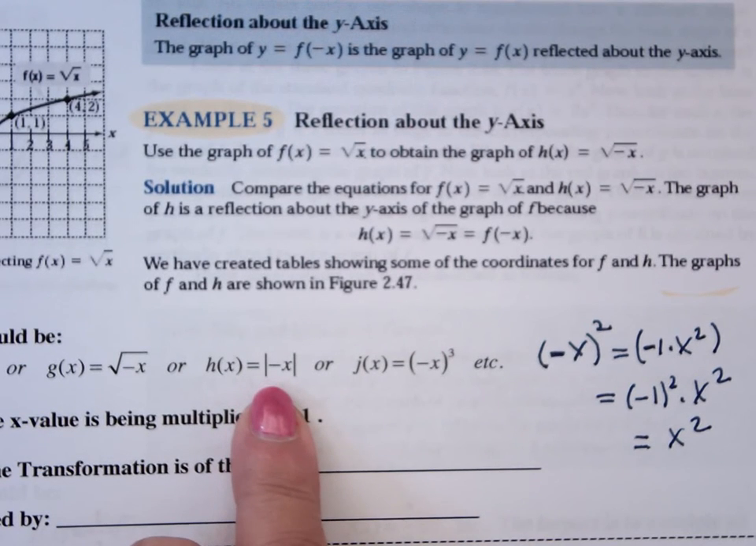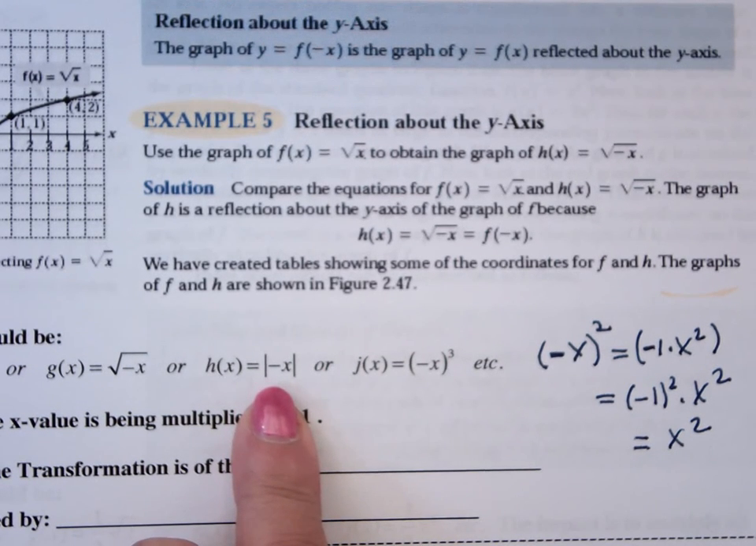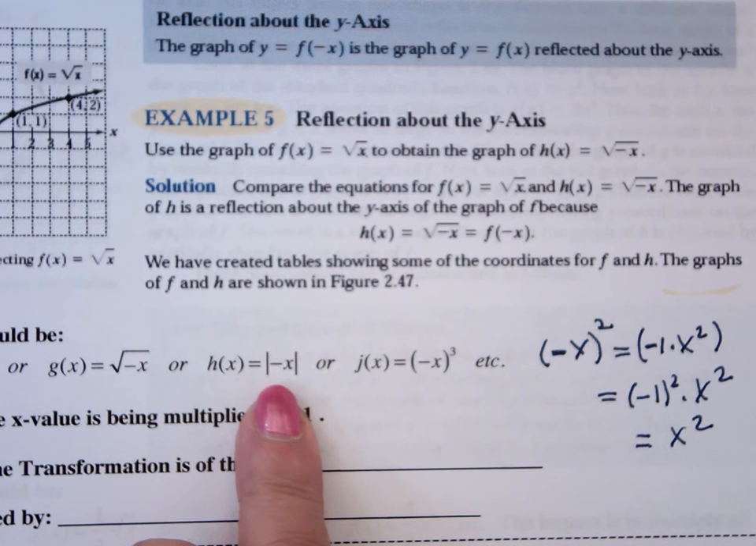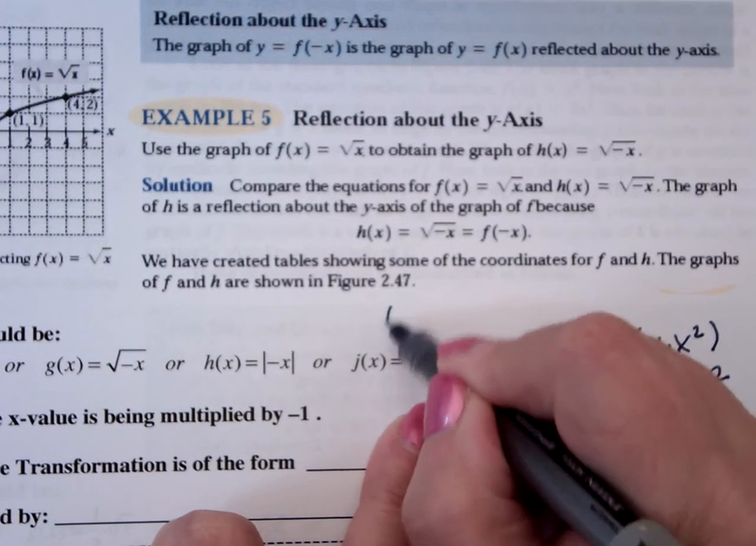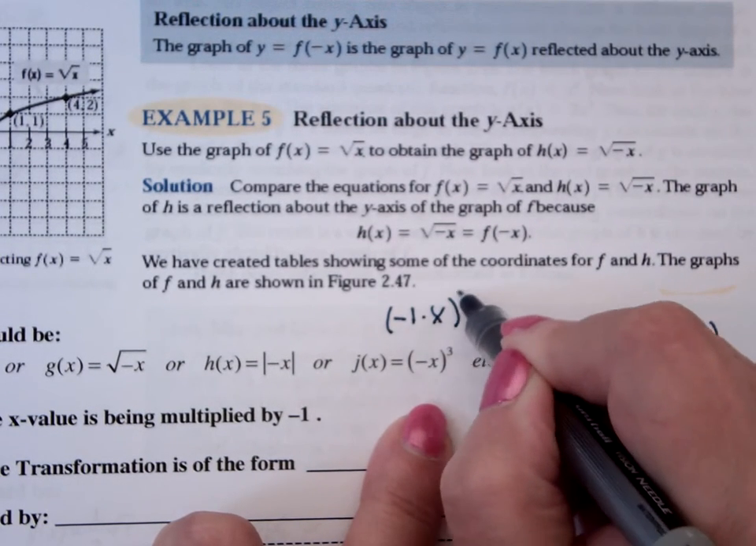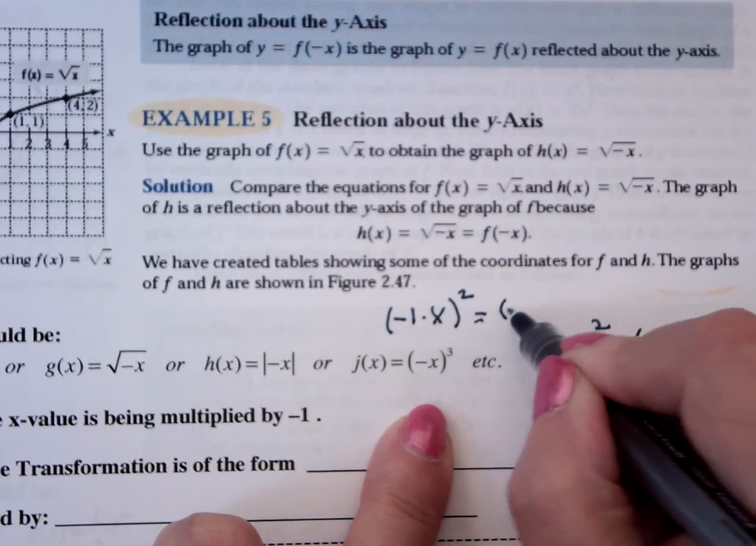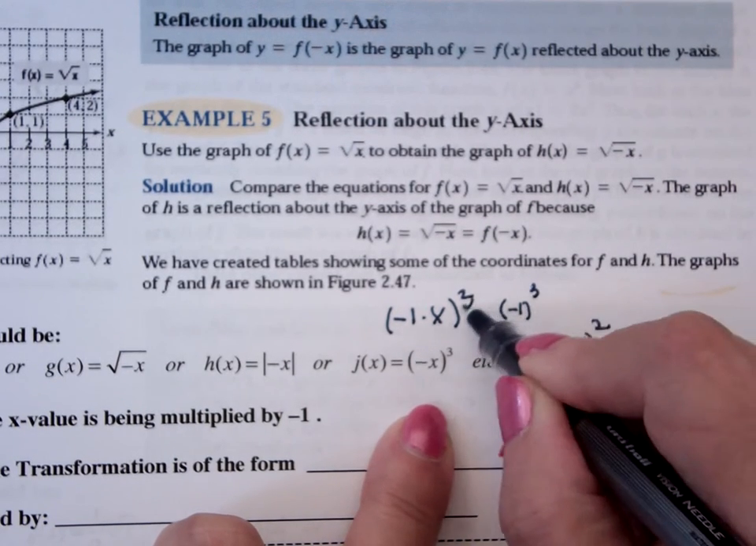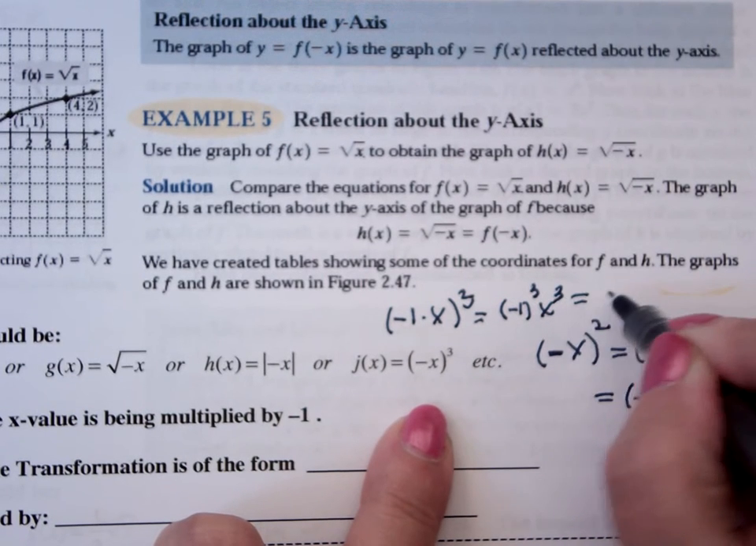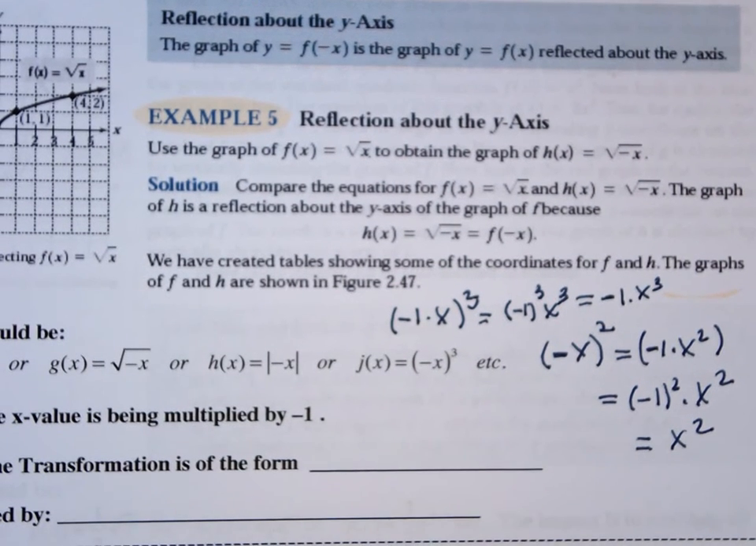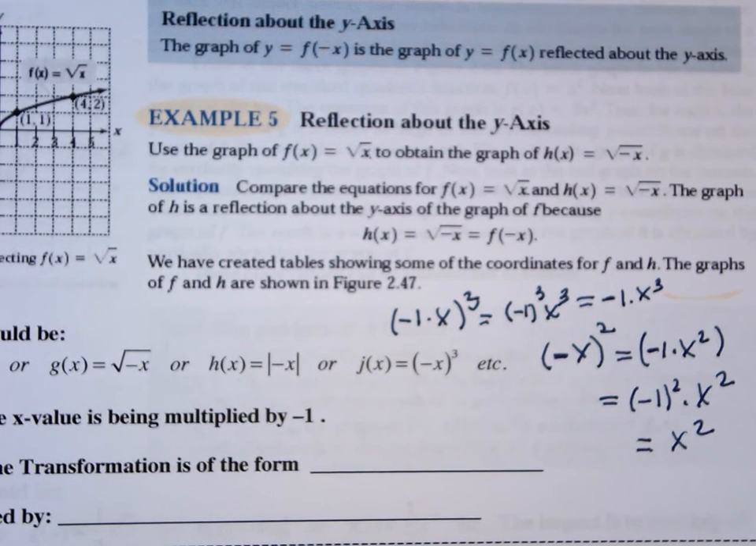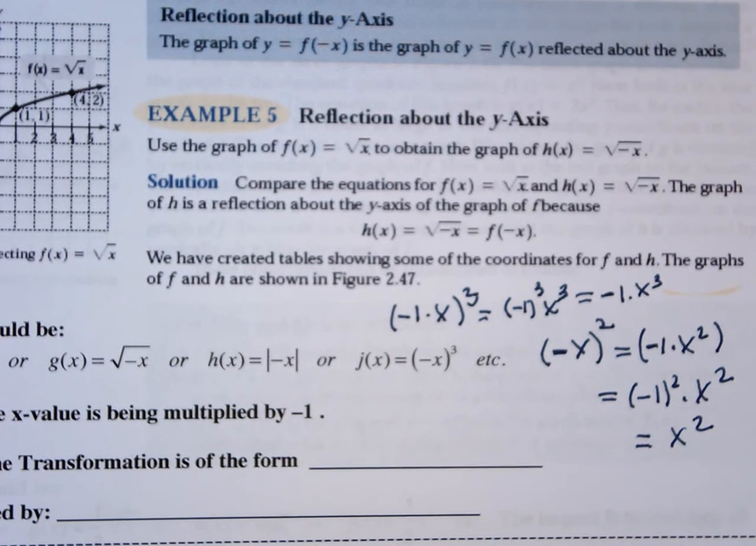Same thing with the absolute value of negative x. That absolute value is going to kill that negative off. If I look at minus x, the quantity cubed, that is -1 times x, the quantity cubed, which is the same as -1 cubed times x cubed. That brings the -1 out in front of the x cubed. So it will look exactly like flipping it around the x-axis. So with the polynomials, you're going to find this particular reflection makes not a bit of difference.